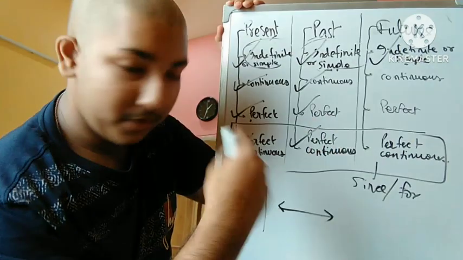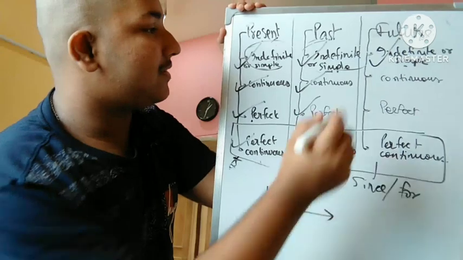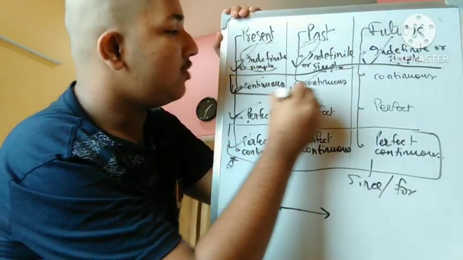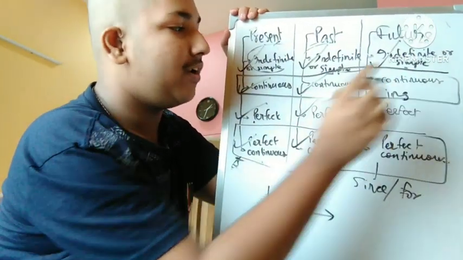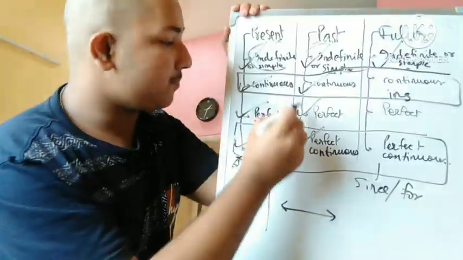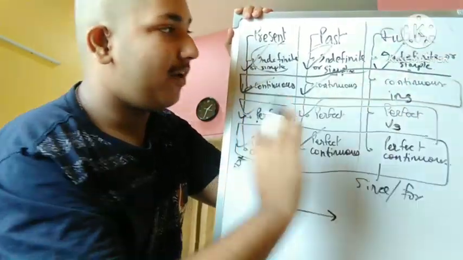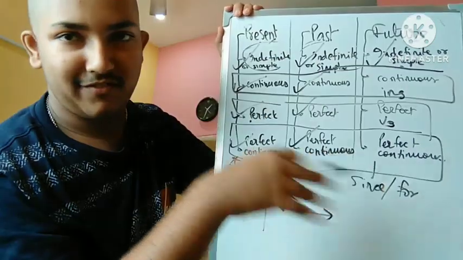The ing thing we'll be discussing in the next part of the video. Ing will always be used in the continuous tense. Again, a very important thing. In continuous tense, ing is always used. In perfect tense, the verb's third form will always be used. These are the general tricks of tenses.